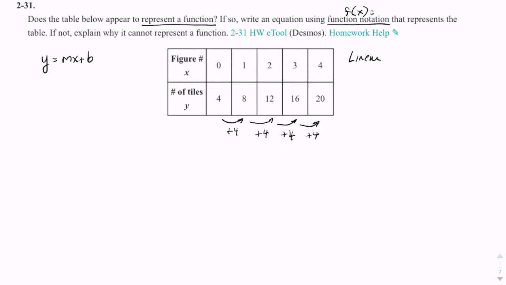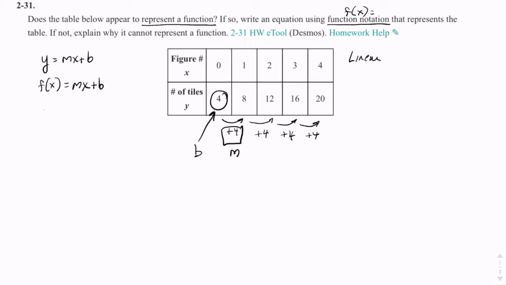But they want it in function notation. So they wanted us f of x equals mx plus b. Now, let's remember where the m and the b are in the table. The plus 4 down here, that's the m. And the number of tiles in the 0th term, right here, that's the b.